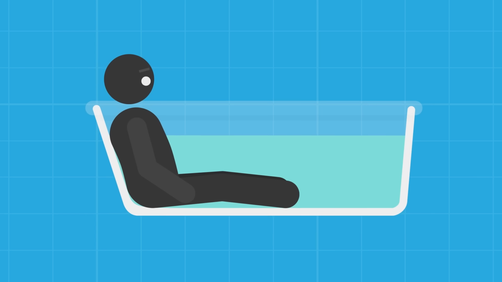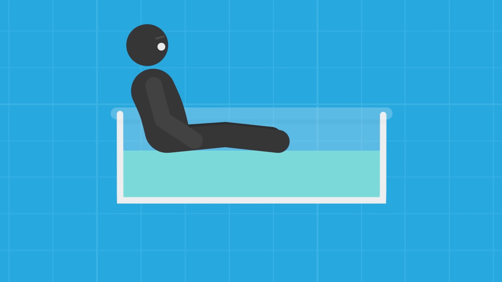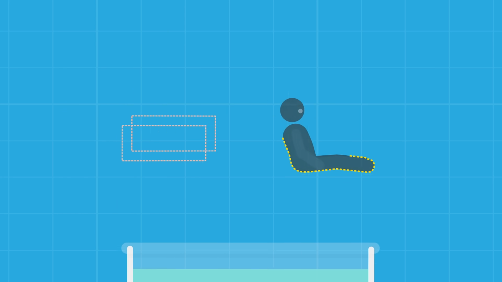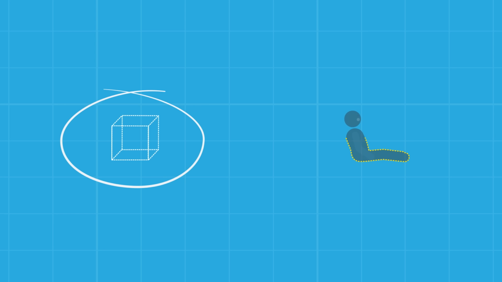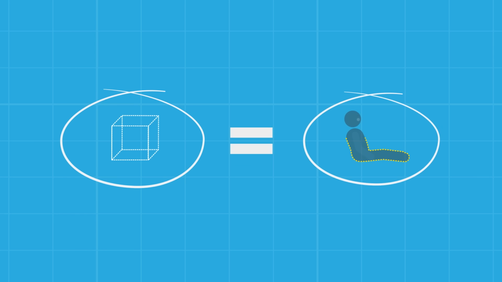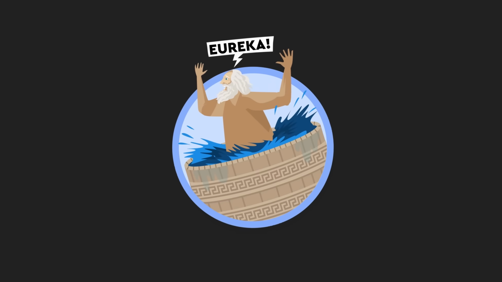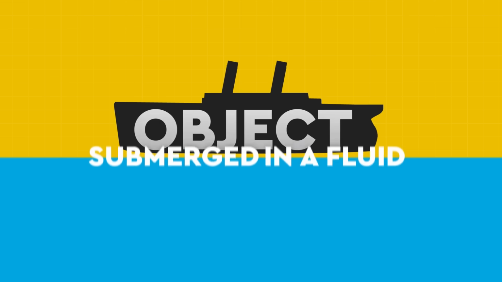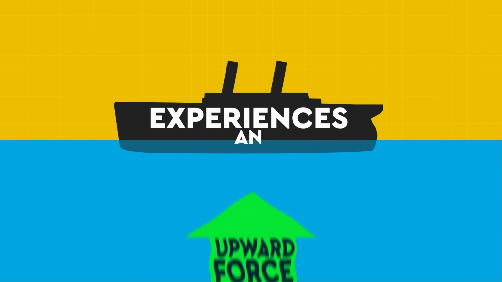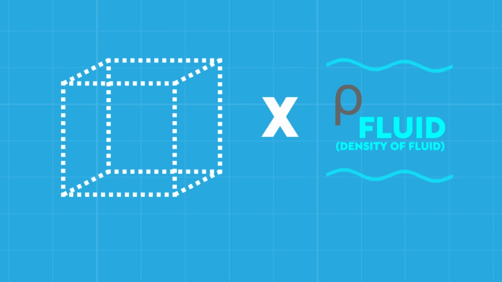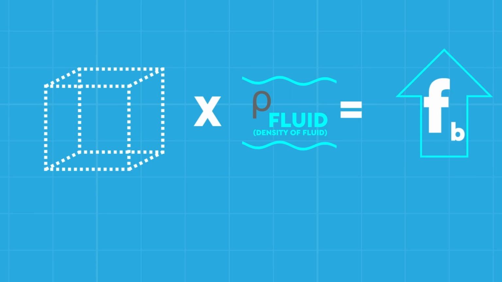Let's imagine for the sake of simplicity that your bathtub is perfectly rectangular. If you could measure the water level rise with a ruler and multiply it by the length and width of the bathtub, you would get a number that corresponds precisely to the total volume of all the parts of your body that are under the water. Now, Archimedes' Principle tells us that an object submerged in a fluid experiences an upward force equal to the weight of the fluid it displaces. If we multiply the volume we're talking about by the density of water, we get our buoyant force.